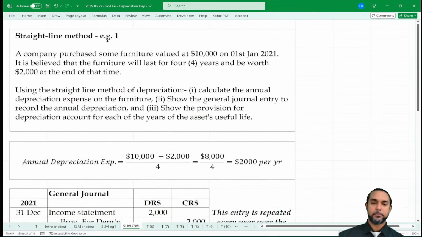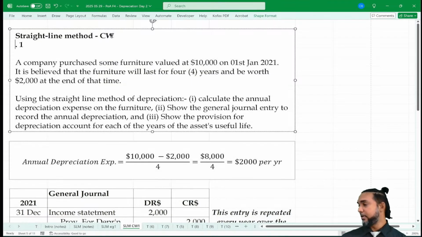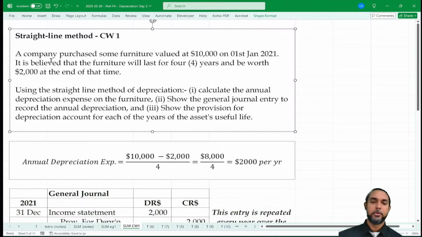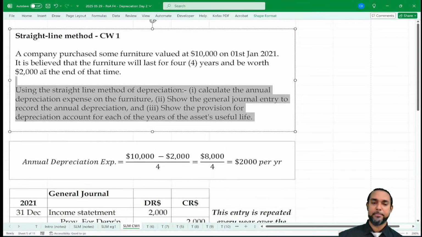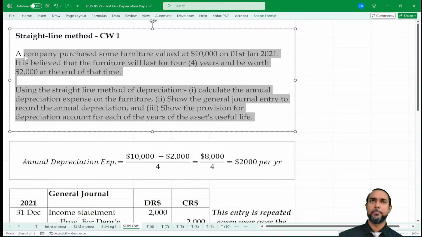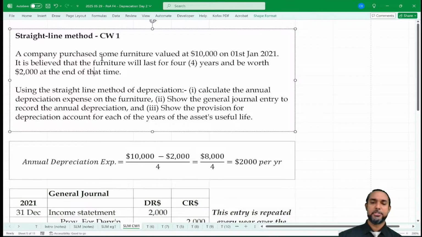Alright, so this is classwork one. You don't have to write out the whole thing here, but I just want you to copy the major information, the cost, the residual value, and the EUL, and of course state the straight line method. So let's change it from fixtures.